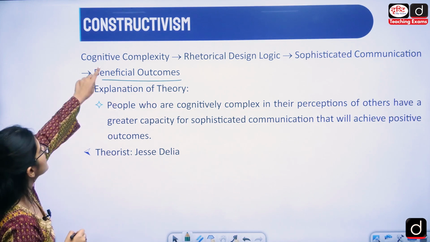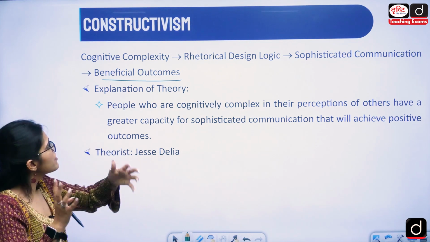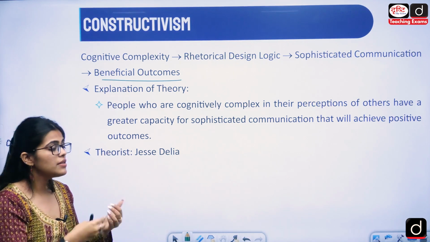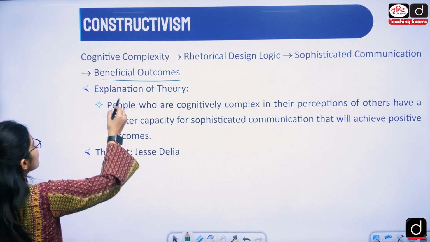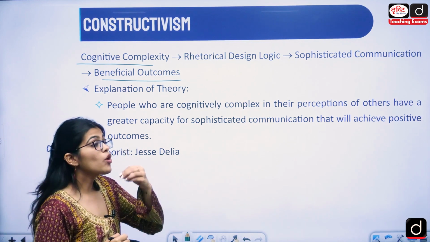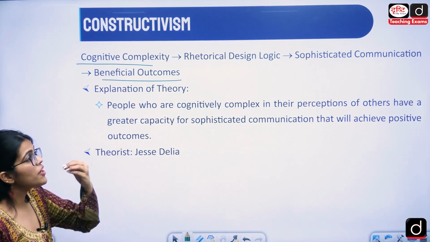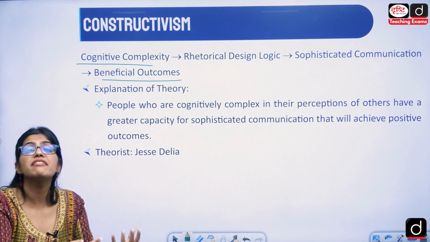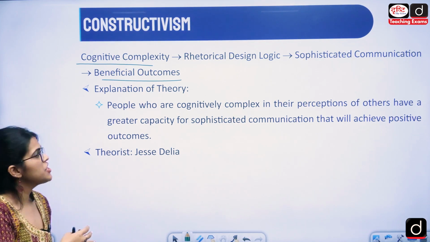This means that yes, there are cognitive complexities. Everyone is very complex. The two people who are talking to one another come with their own set of notions, their own set of standards. So their cognitive growth and complexity is very different. Their rhetorical design is also very different. But if you work over it, what will happen? A very sophisticated communication would happen, and this will benefit. The outcome would be achieved soon. The goal would be achieved soon.